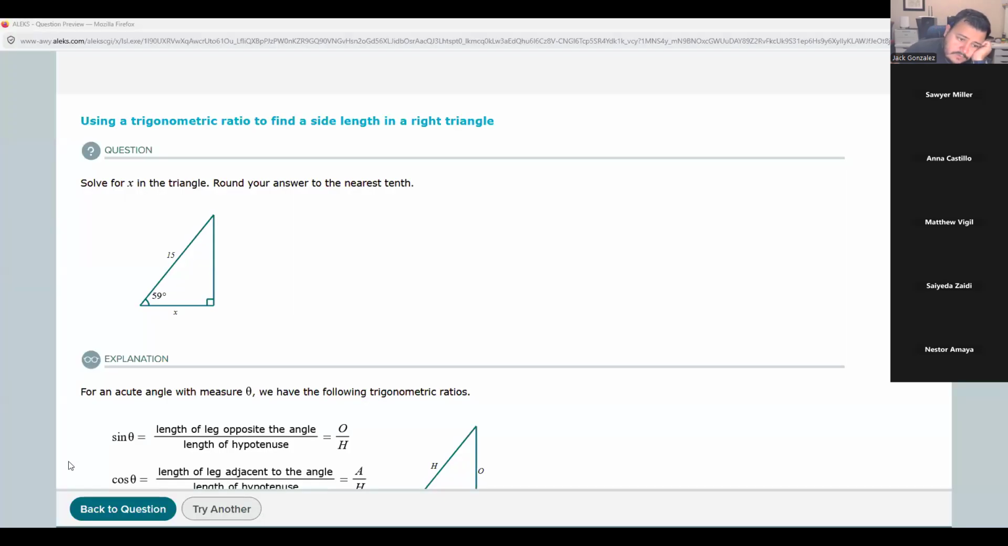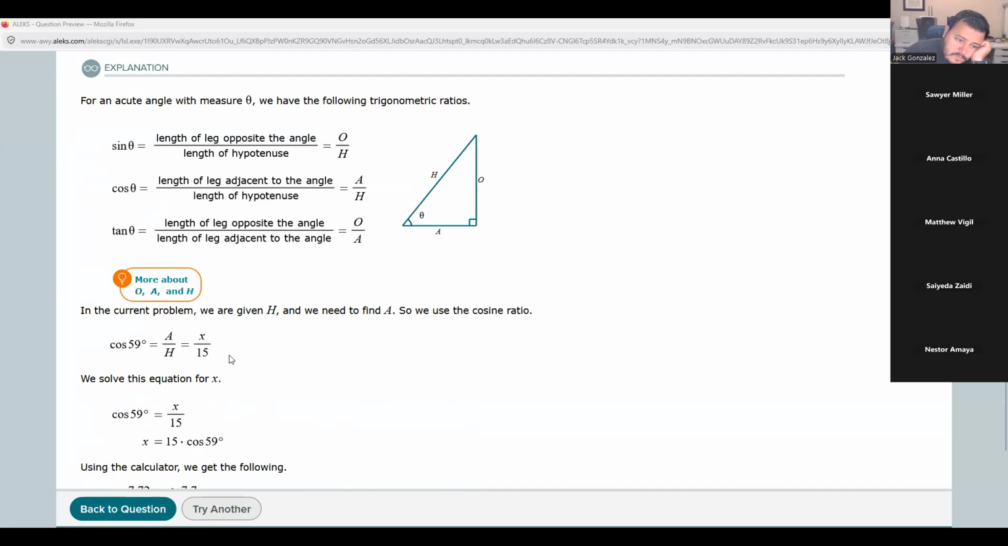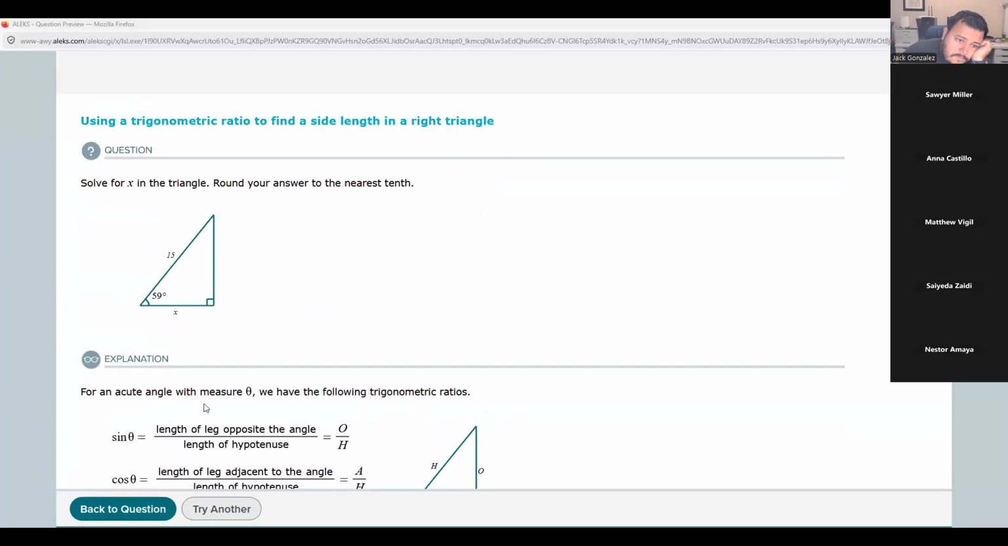So in question one, all they wanted was x. This is what we did first. So sine is opposite over hypotenuse, cosine is adjacent over hypotenuse, etc. They chose cosine as well and solved for x. So multiply both sides by 15, which gave us 7.7. Not too crazy, right?